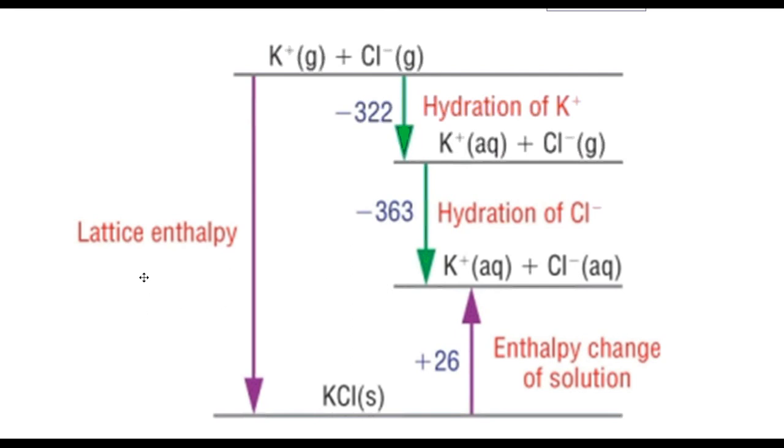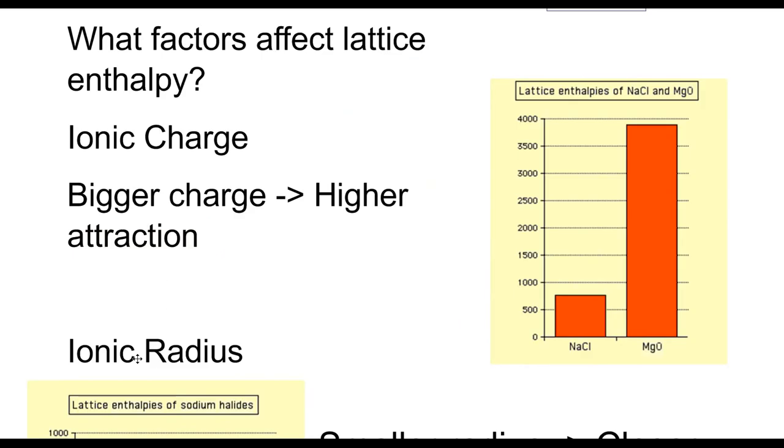We're going to go through a question of these at the end of this. But we're going to hold it for a second just to talk about what factors affect these values. So what factors affect lattice enthalpy? Well, ionic charge and ionic radius. Here we've got two different lattice enthalpies. Sodium chloride, which is about 750, and so that would be minus 750, I believe. And we've got magnesium oxide, which is much, much higher.